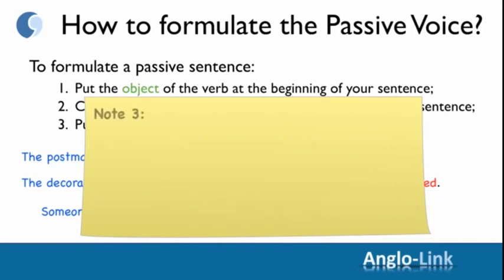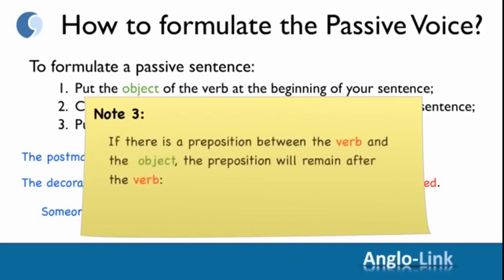And the final note, if there is a preposition between the verb and the object, the preposition will remain after the verb. For example, they talked about the issue. The issue was talked about.